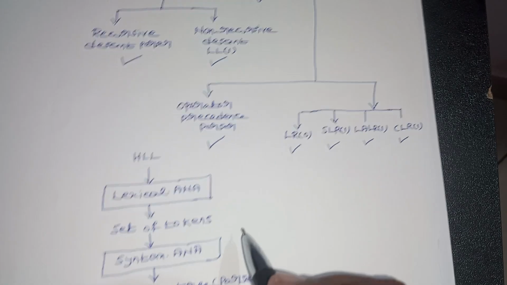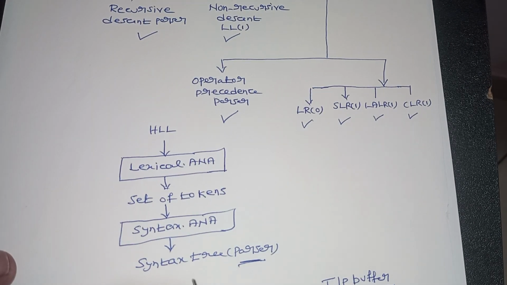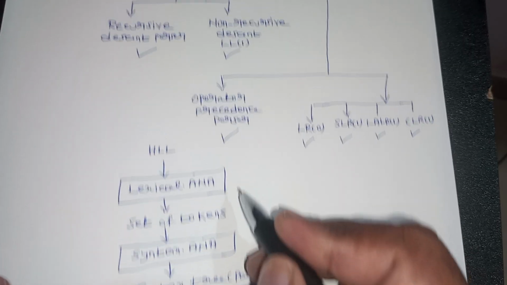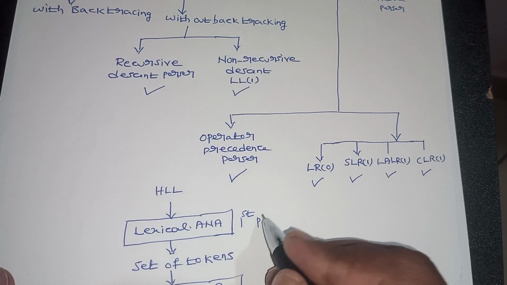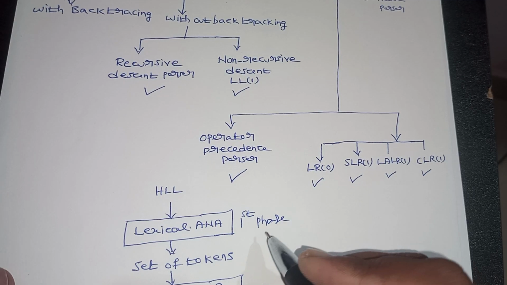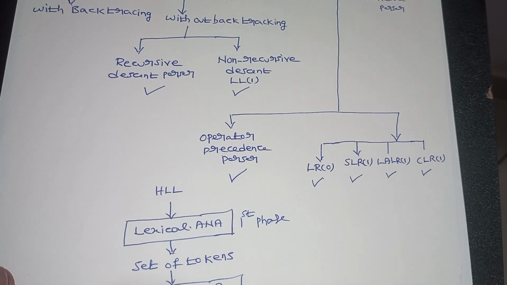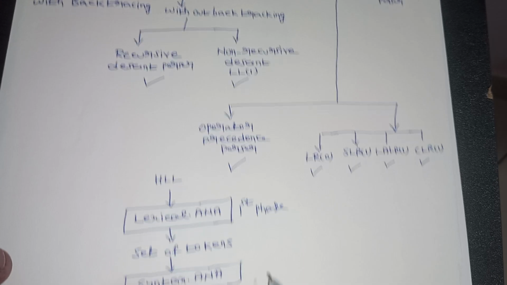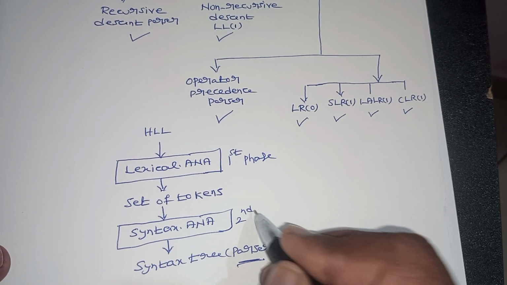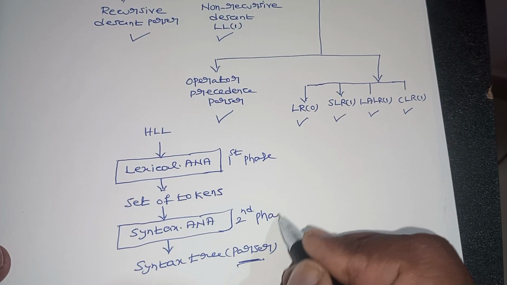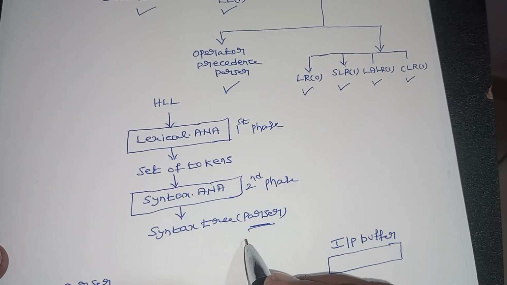In which phase do we get the output as a parser? In the second phase. So what is the first phase? Lexical analysis in the compiler. In total we have 6 phases. In that, the first phase is lexical analysis, and the second phase's output is the parser.